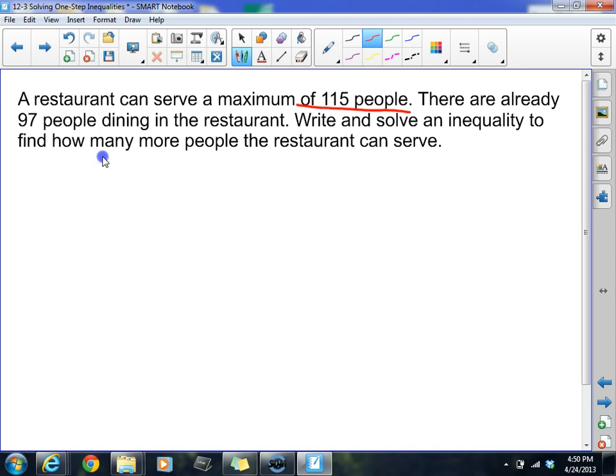So I'm going to write it like this: it can be less than or equal to 115. It cannot serve 116, but it can serve 114, 113. So I have less than or equal to 115. Now, it already has 97 people, so P plus 97 is less than or equal to 115.